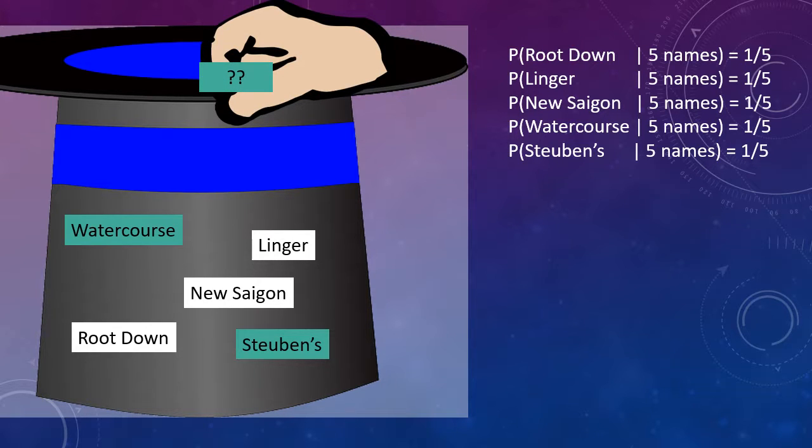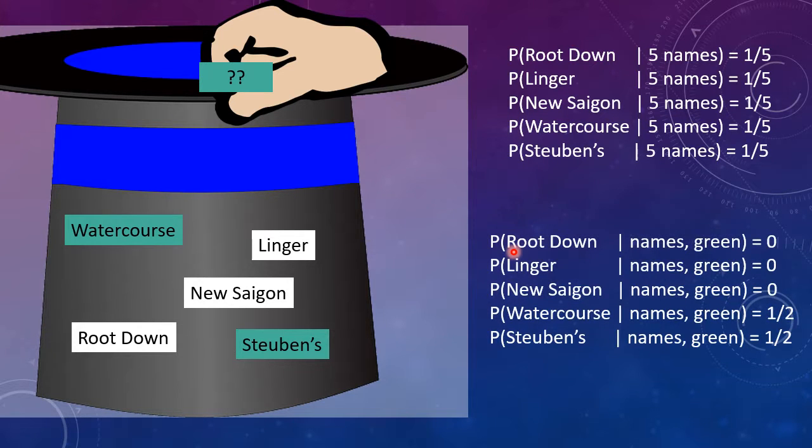Now you have new information. Given that the winning restaurant was on a green slip of paper, is it at all plausible that you'll be eating at Root Down, Linger, or New Saigon? No, those were written on white slips of paper. The probability distribution conditional on this new information is different from the original probability distribution. The probability of eating at Root Down, given that there were 5 names in the hat and the winner was green, is 0. And the probability of eating at Watercourse, given that there were 5 names in the hat and the winner is green, is 1/2.